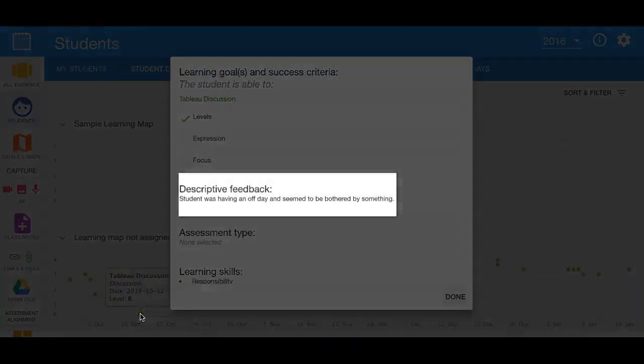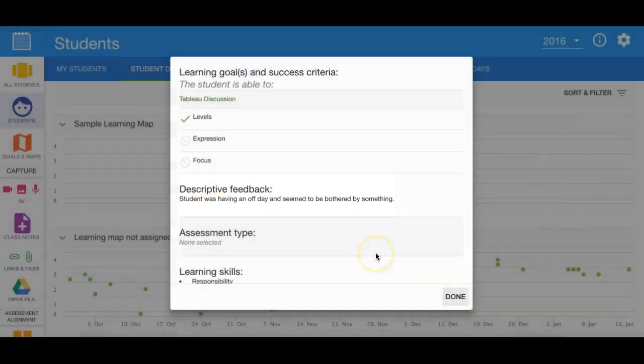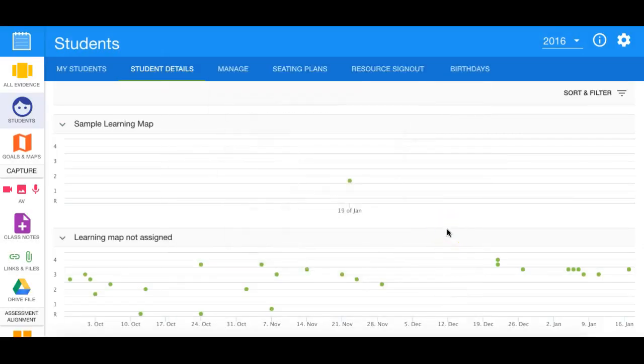On the other level R, I made a comment that the student was having an off day and seemed to be bothered by something. This happens to the best of us and the best of our students, but when you enter this into a mark program that only produces a percentage, it becomes very difficult to account for these types of days.